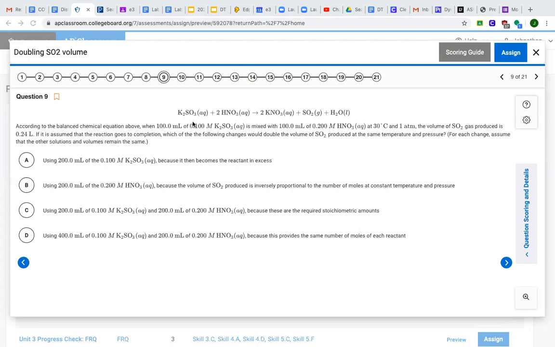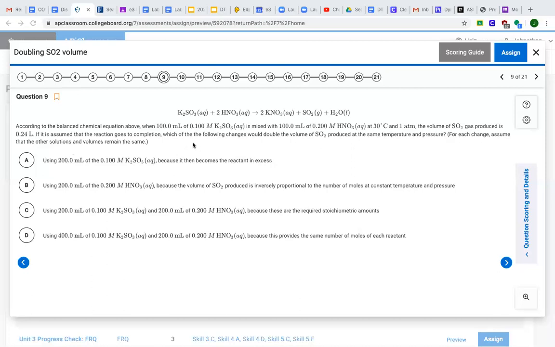Okay. So potassium sulfite aqueous and nitric acid aqueous produce potassium nitrate plus sulfur dioxide plus liquid water. According to the balanced chemical equation above, when 100 milliliters of 0.1 molar potassium sulfite are mixed with 100 milliliters of 0.2 molar nitric acid at 30 degrees Celsius and 1 atmosphere, the volume of sulfur dioxide produced is 0.24 liters. It is assumed that the reaction goes to completion. Which of the following changes would double the volume of SO2 produced at the same temperature and pressure? For each change, assume that the other solutions and volumes remain the same.